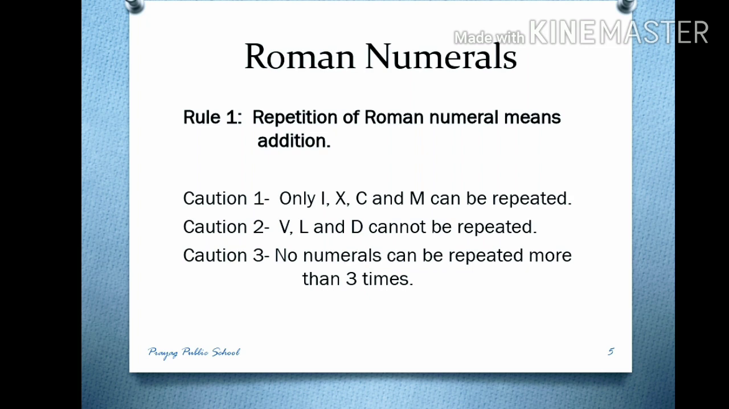तो caution number 1 is only I, X, C and M can be repeated. Caution number 2 is V, L and D cannot be repeated. And caution number 3 is no numeral can be repeated more than 3 times.